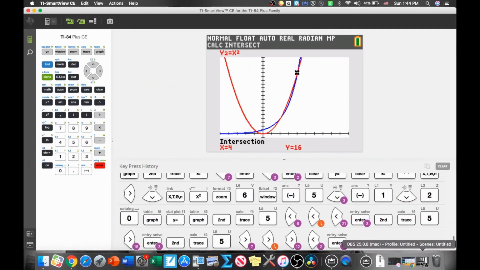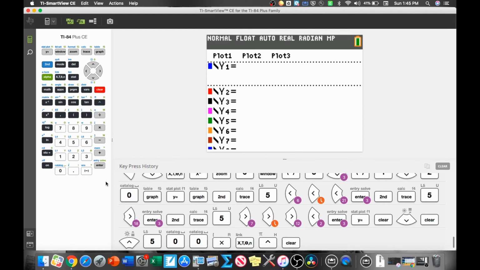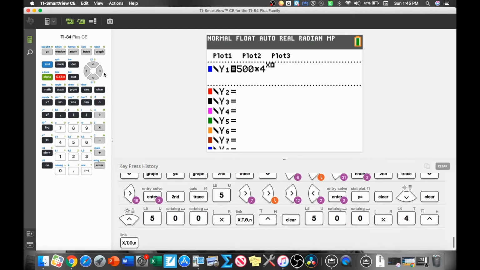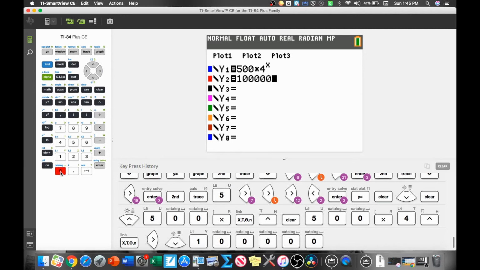So I'm going to grab my graphing calculator, and I go back to y equals, clear out what I had there. I'm going to go to my y1, and I am going to type in my function, which is 500 times 4 caret x power, right? 500 times 4 to the x. And then my second equation is going to be 100,000. Make sure you have enough zeros there. You should have 5 zeros for 100,000. And I am just going to calculate the intersection.